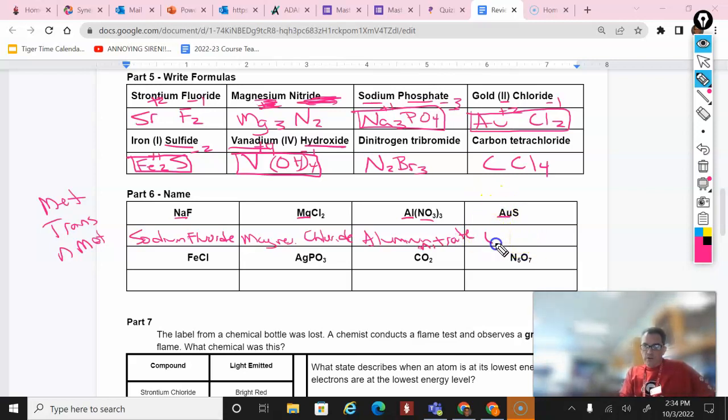Au is gold. Transition metal, which means it's going to have some parentheses to it. S is sulfur for sulfide. I need to figure out which gold I have. This is where we reverse crisscross.